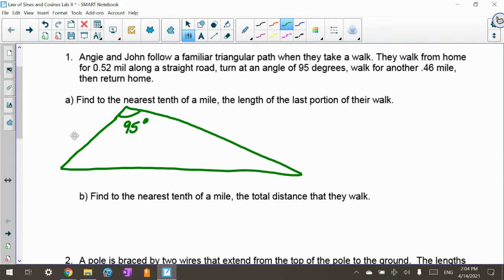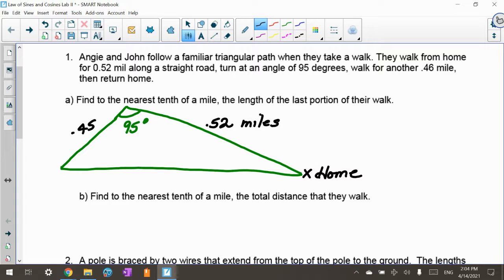So they're walking 0.52 miles from home, and then they turn and they walk another 0.46. I actually could move both of these because this looks weird, since that's longer. Okay, so I have 0.52 miles here, and they turn. So this is their home. We'll call this home. They're leaving home, walking 0.52 miles, turn 95 degrees, go 0.46 miles. So these are in miles, okay? And walk for another 0.46 miles and then return home.